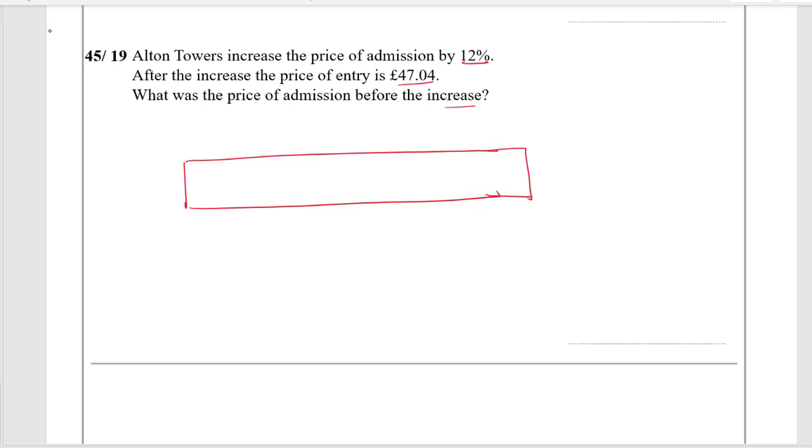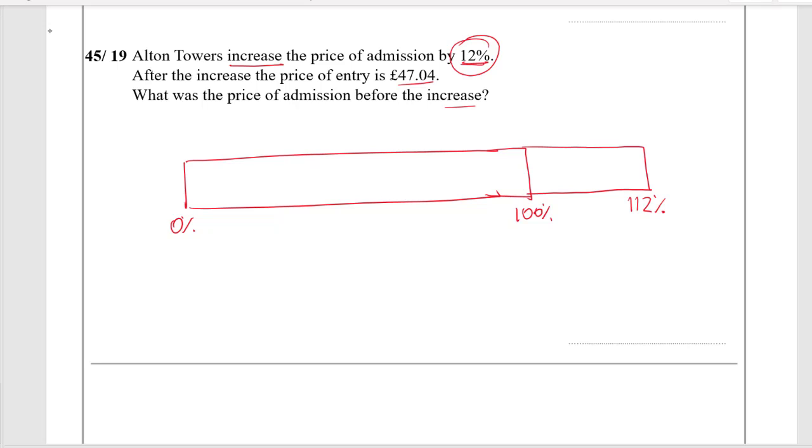Okay. Now let's say that this is 100%, so that's 0%. That's the start of the bar. That's 100%. And because the price increased by 12%, let's add a bit more. It doesn't have to be accurately proportioned, as long as you've got an idea. Now because it's adding 12%, the percentage will be 112% at the end.